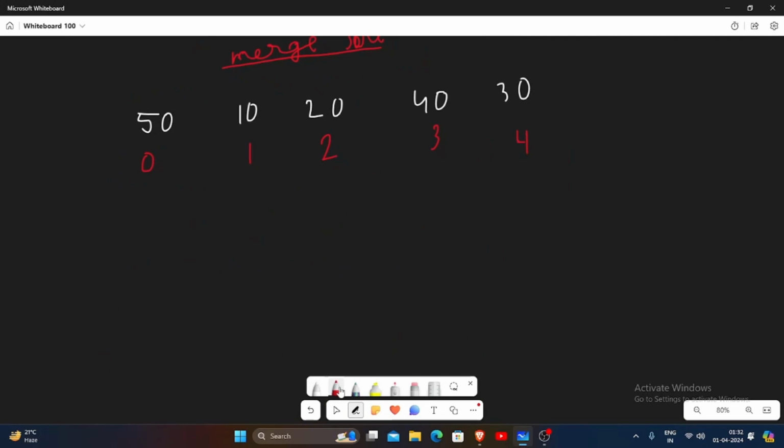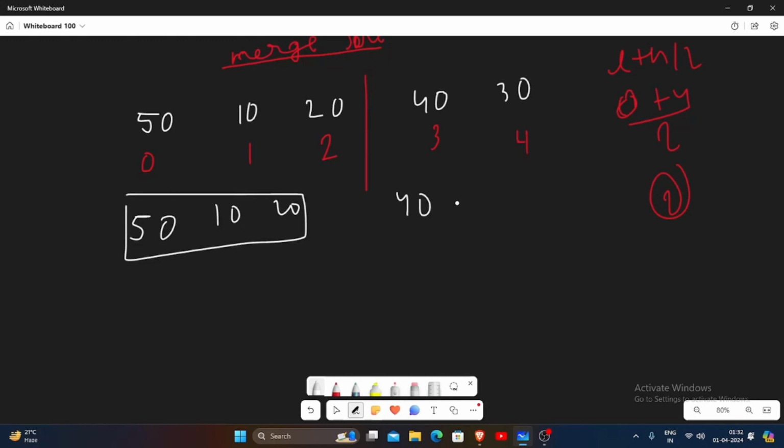So in merge sort, what we do is follow a divide and conquer approach where we divide our array. So let's say I'm at 0 and 4. We calculate our mid first. Mid is low plus high by 2. So low is 0, high is 4. So 0 plus 4 by 2, we will get 2. 2 means there would be a break. So now I would get 50, 10, 20 as one array and 40 and 30 as another array.